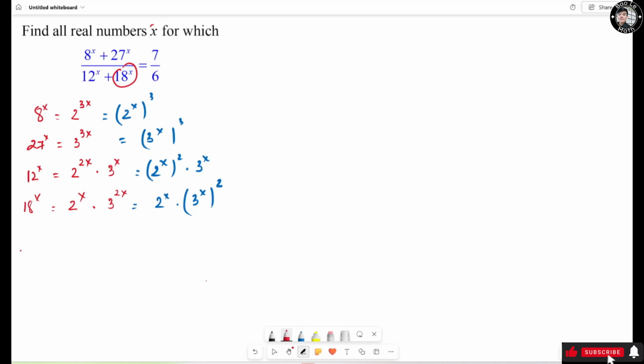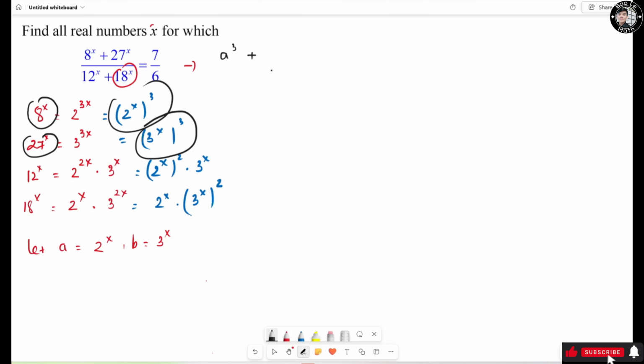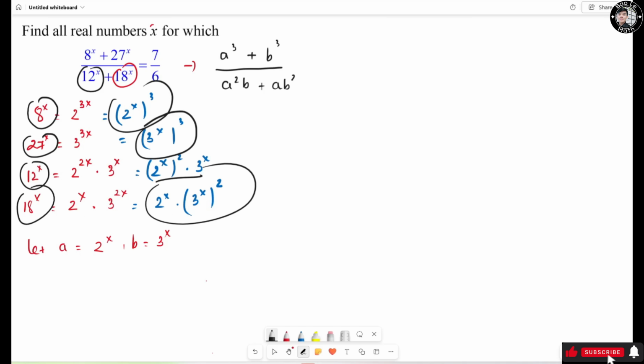Now we're going to change the variable, so we're going to let a be 2^x and b be 3^x. So 8^x turns out to be a cubed, plus 27^x, which is (3^x) cubed, so it's going to be b cubed, over 12^x, so we have a squared b, plus 18^x, which is a b squared, equals 7/6.